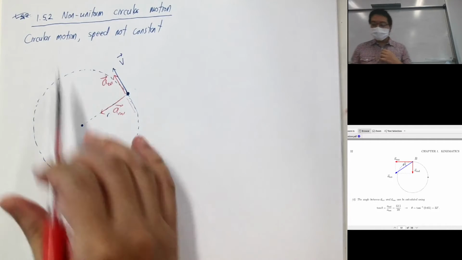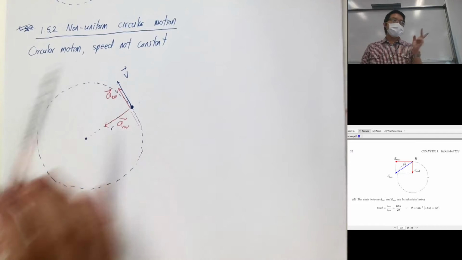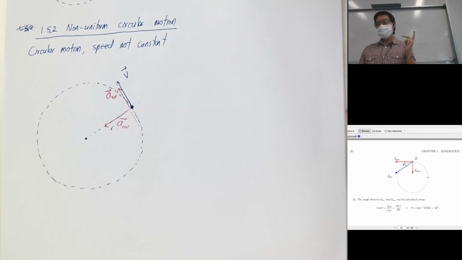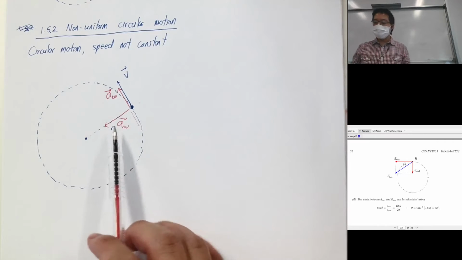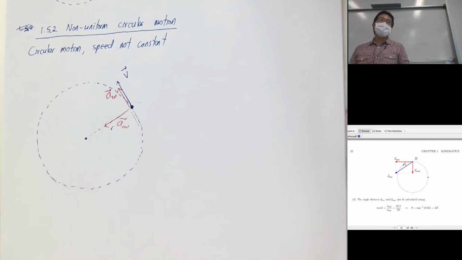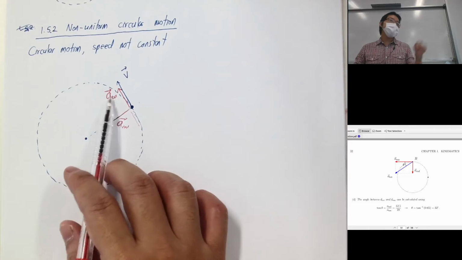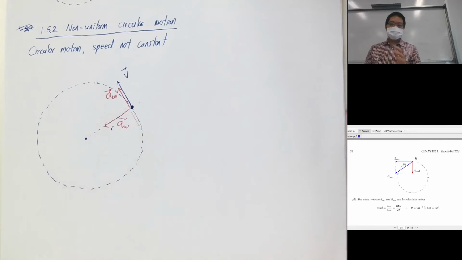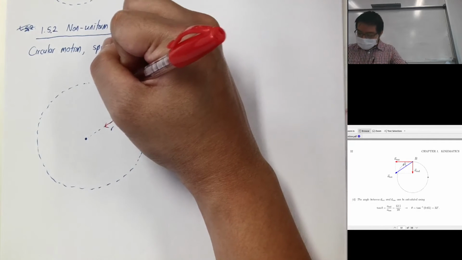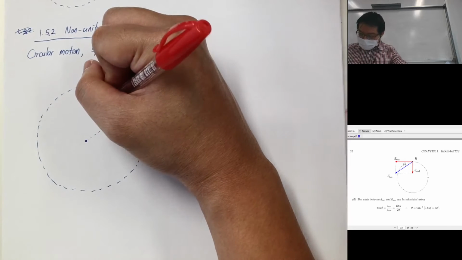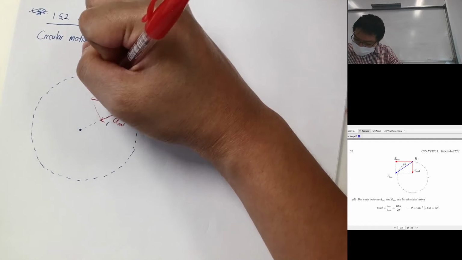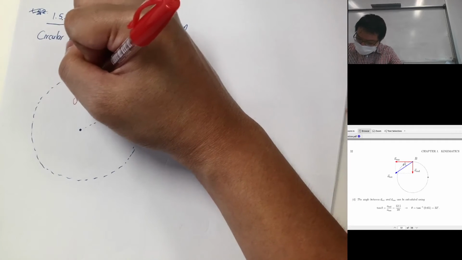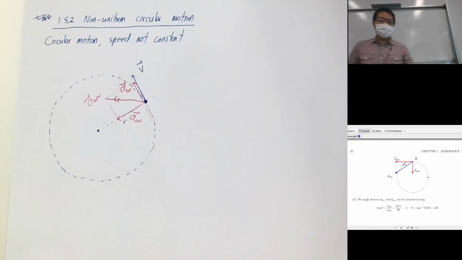So for a non-uniform circular motion, I have two accelerations. This one will cause it to go in a circle, which we did just now. This one will cause it to change the speed. If this term is zero, then the speed will be constant. Since I have two accelerations, you can calculate a total acceleration vector, which will have some direction over here. You can use the vector sum to calculate the total.